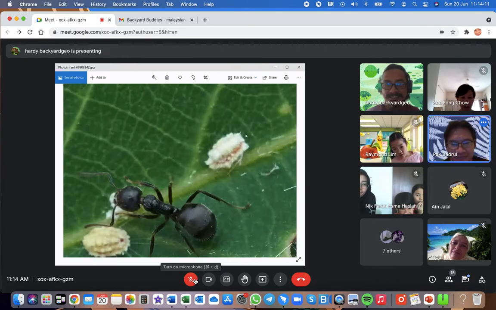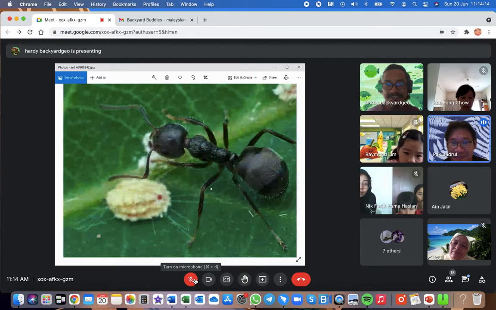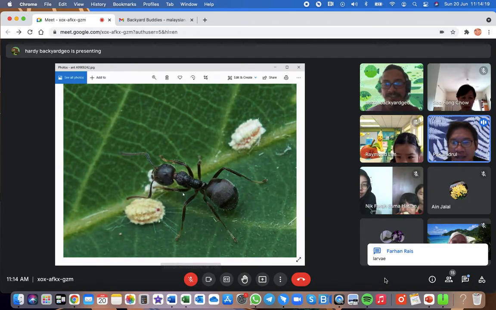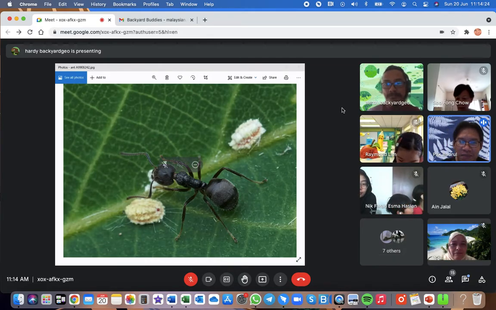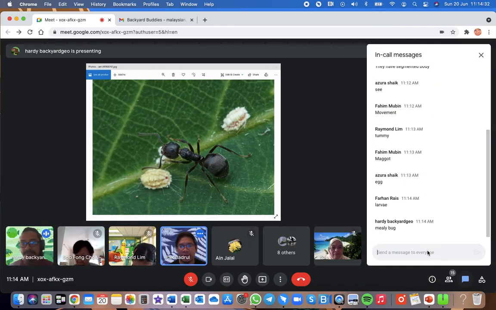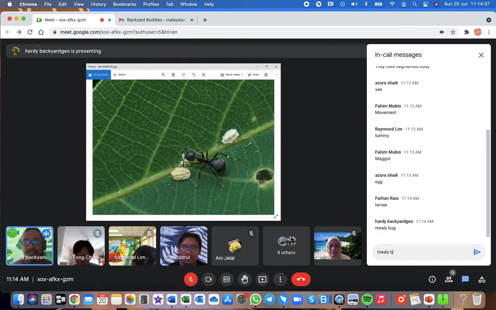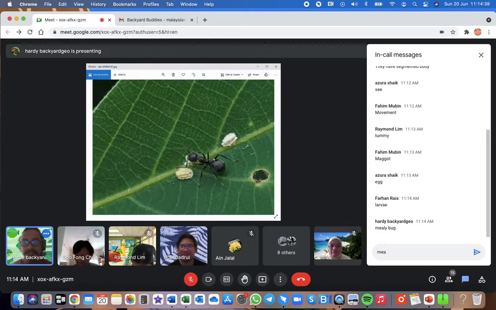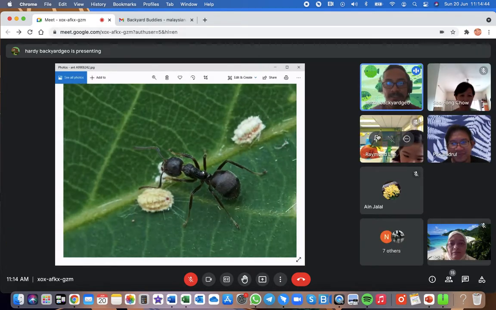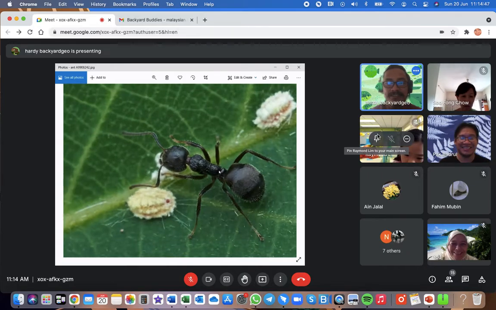Okay, I'll tell you. It's also an insect, but it's different. It's what we call a mealybug. This is an adult female mealybug. So you have to spell mealy. Mealybug. Okay. So what are they doing actually, these two creatures? What do you think they are doing? Talking, having a chat, having tea, arguing.